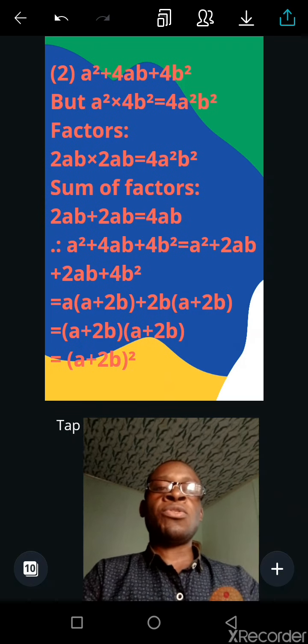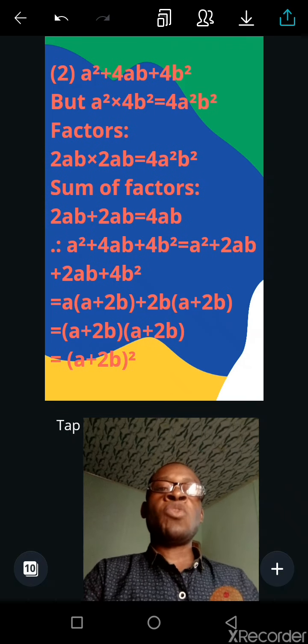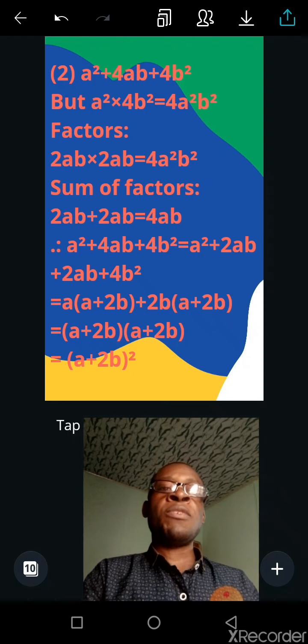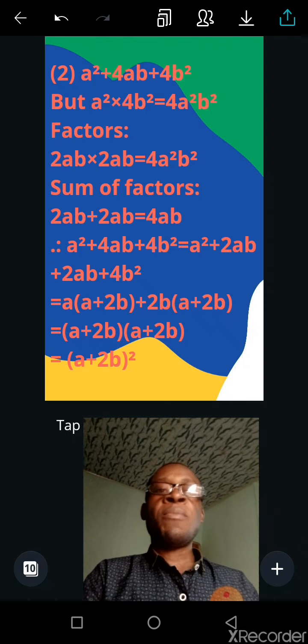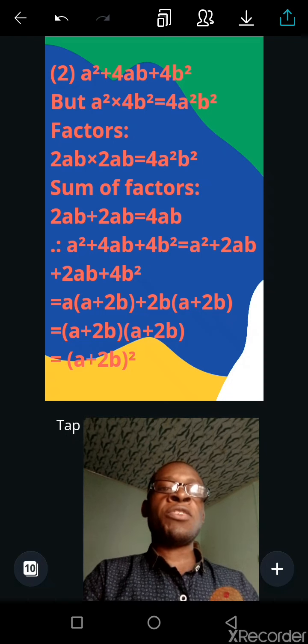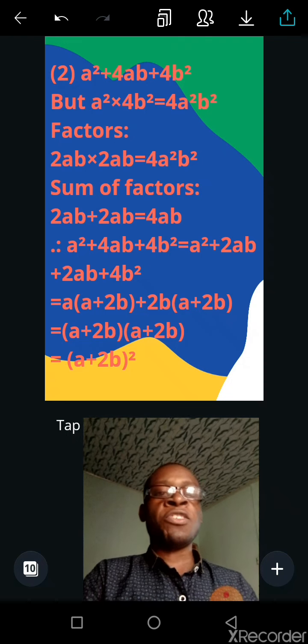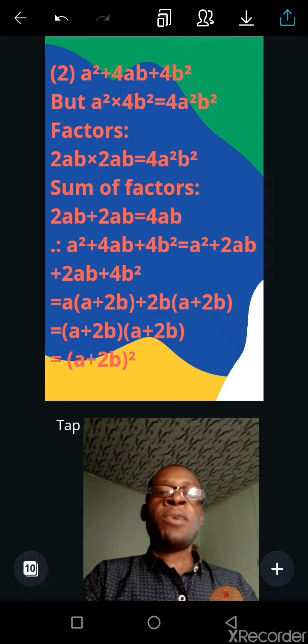Go to number 2. A squared plus 4ab plus 4b squared. But a squared times 4b squared equals 4a squared b squared. Factors, that is the numbers you multiply to get 4a squared b squared: 2ab times 2ab equals 4a squared b squared. Then sum, that is the numbers you add to get 4ab: we have 2ab plus 2ab, which is equal to 4ab. Therefore, a squared plus 4ab plus 4b squared will give us a squared plus 2ab plus 2ab plus 4b squared.